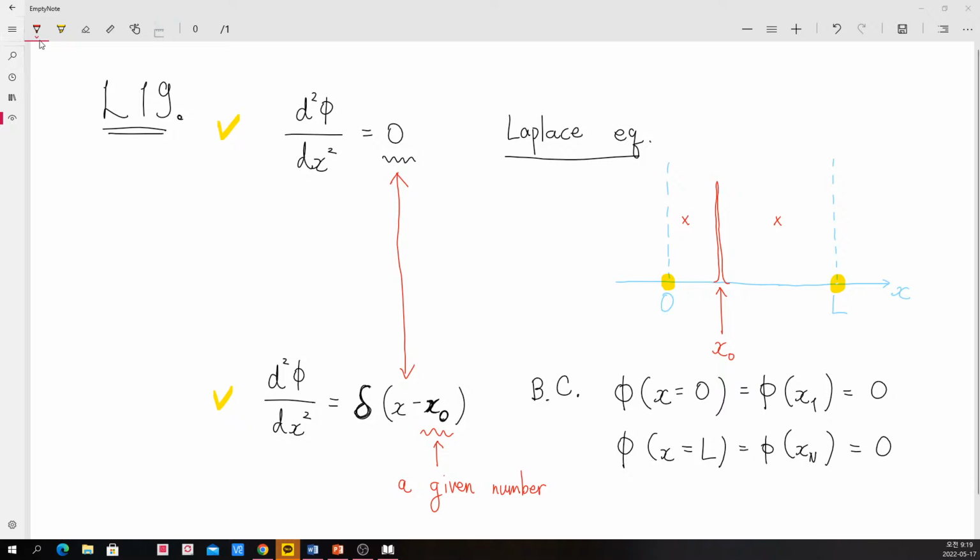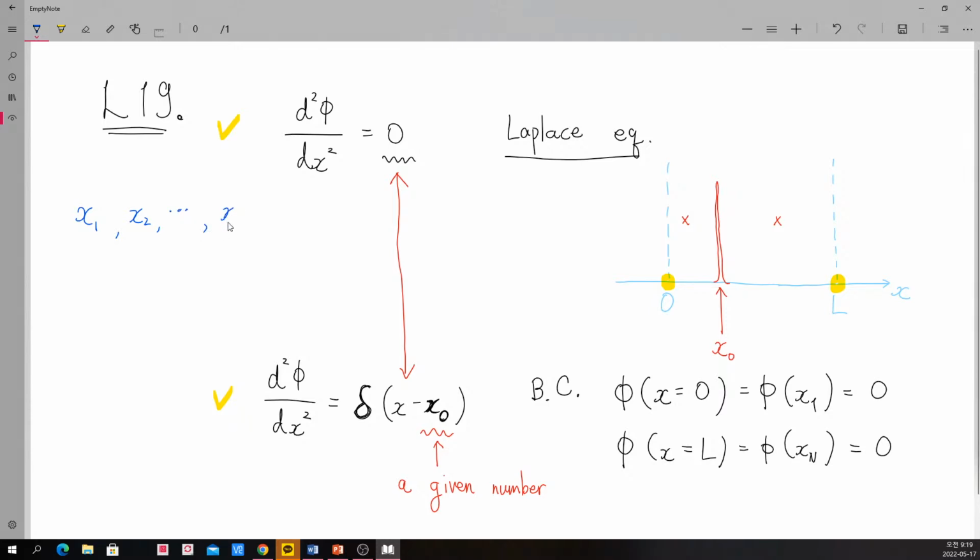Simply means that I will assume we have made x1, x2, and so on, up to x sub n. Obviously, this corresponds to 0, and this corresponds to L, and any x sub i can be obtained by (i minus 1) times L divided by (n minus 1). You know it much better than me, so we can assume this kind of uniform spacing for our one-dimensional space. Then let me just try to solve it.